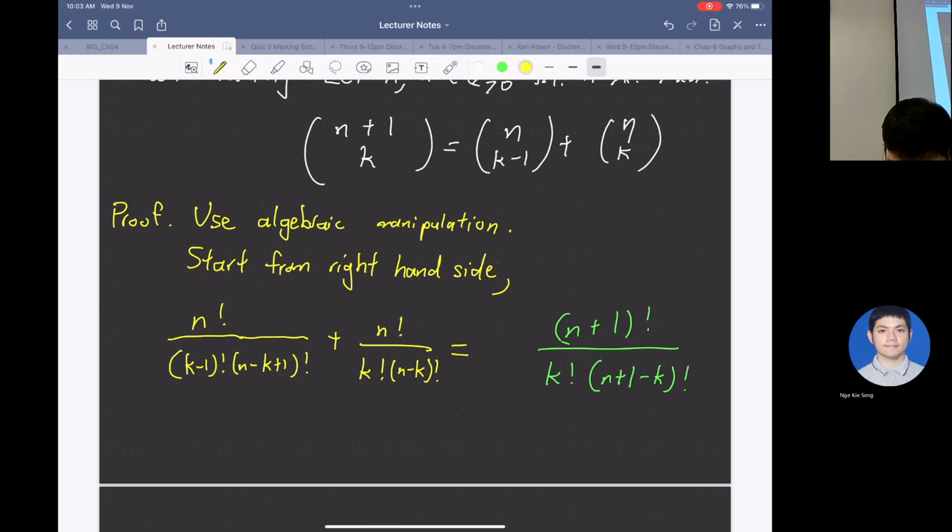So you need to make them into the same denominator first. You can see that this here is contained here, and this here is contained here. So this means you need to keep these two, okay? And then you need to make them into a k factorial first. So you add the k factors, right? So the (k minus 1) factorial becomes k factorial, plus with (n minus k plus 1).